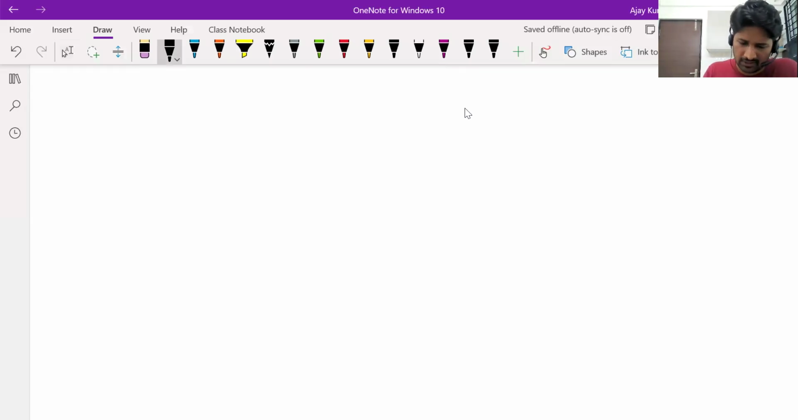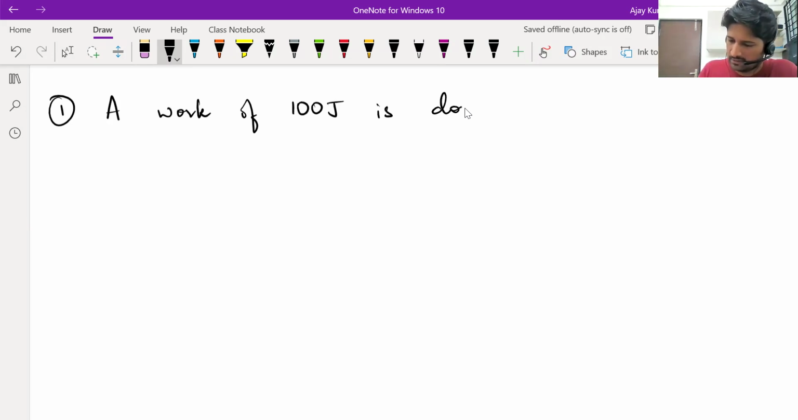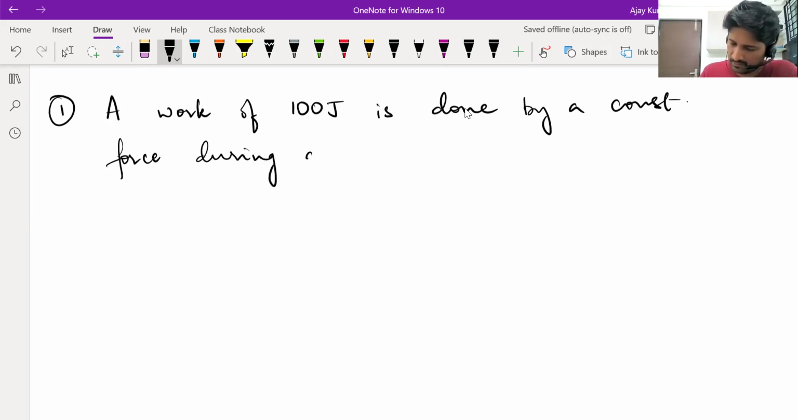Fine. You all try to answer this question. A work of, let's say, 100 joules is done by a constant force during a displacement of 20 meters. Displacement of the point of application of the force itself.